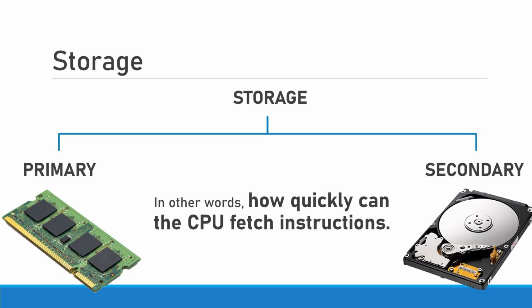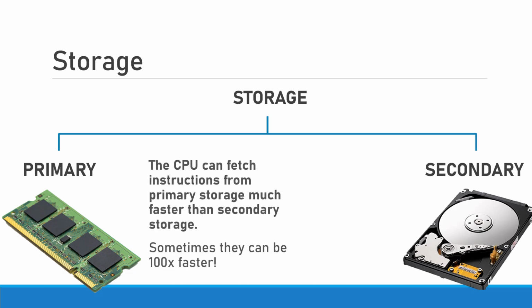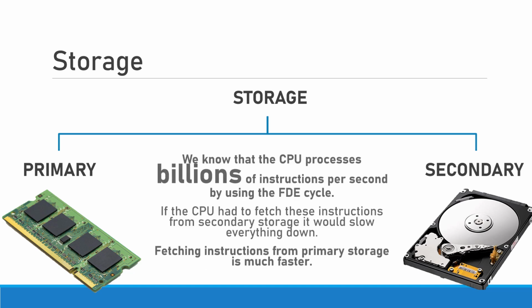And the fact is that the CPU can fetch instructions from primary storage much faster than secondary storage. And we also know that the CPU does billions of instructions per second. If the CPU had to fetch these instructions from secondary storage, it would slow everything down so much. Fetching instructions from primary storage is just much, much faster.